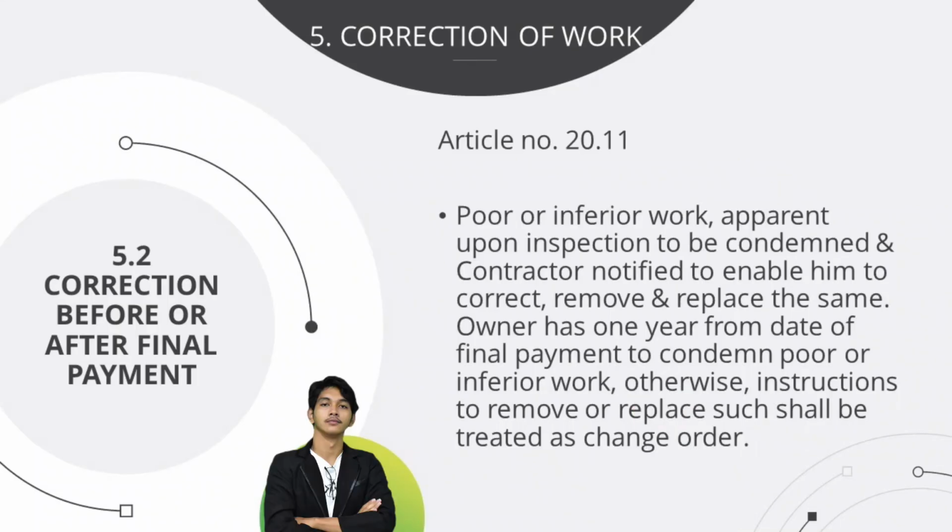Number 5.2 is the correction before or after final payment. Poor or inferior work apparent upon inspection is to be condemned and the contractor notified to enable him to correct, remove, and replace the same. Owner has 1 year from date of final payment to condemn the poor or inferior work. Otherwise, instructions to remove or replace such shall be treated as a change order.